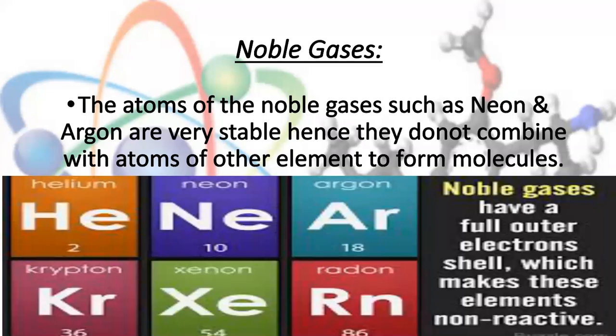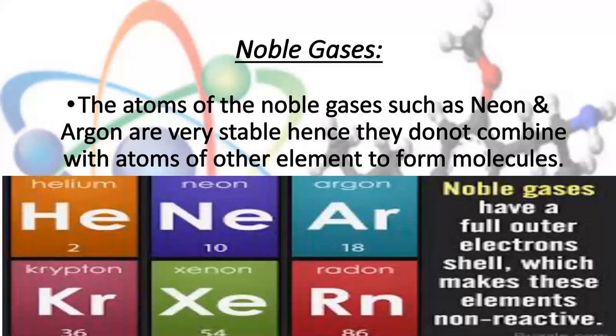So just know what noble gases are. There is a periodic table made by a Russian scientist, and according to him, all elements are placed in groups and periods. So the noble gases are kept where all the noble gases have their outermost shell complete.